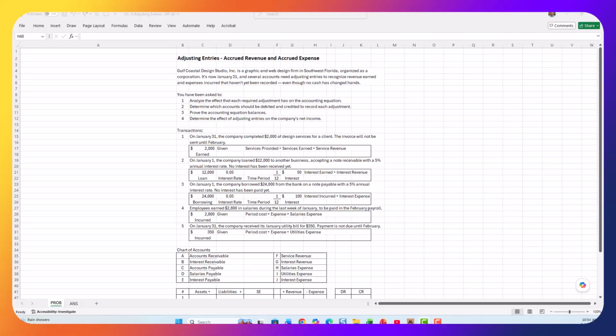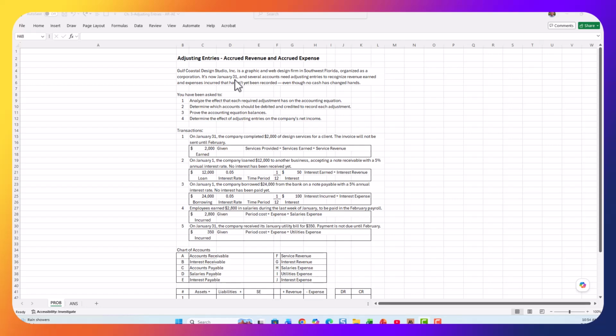Hello everyone. The topic for this video is adjusting entries. This video will look at adjusting entries for Gulf Coastal Design Studios for the month ended January 31st. Several accounts need adjusting entries to recognize revenue earned and expenses incurred, even though no cash has changed hands yet.